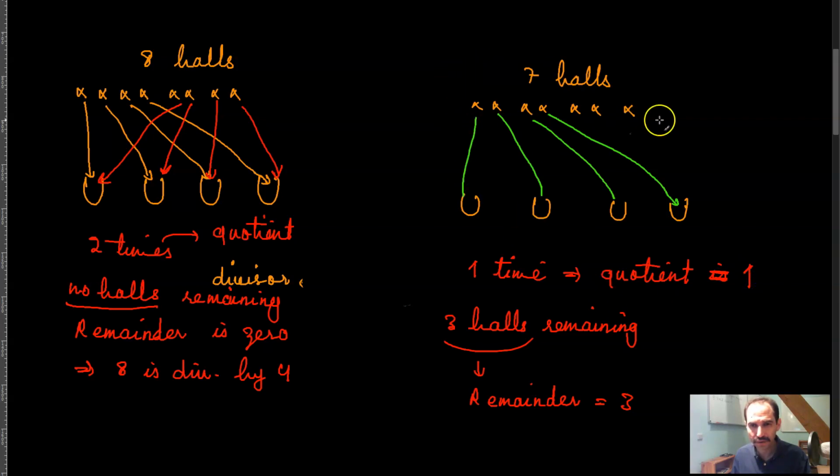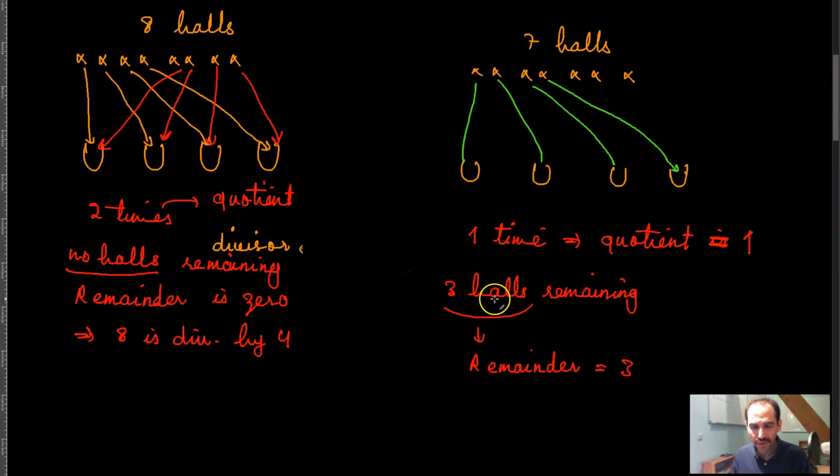And so this is your dividend, this is your divisor, for example. And since your remainder is some number other than 0, you can say that 7 is not divisible by 4. Okay, so that's the meaning of divisibility.